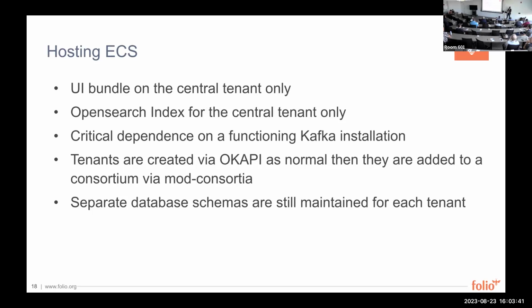Searching is only available there. The OpenSearch index is for the central tenant only. It would be a bigger index generally, but only one is going to be available. And then there's a critical dependence on the Kafka installation. A lot of the synchronization that is happening in the background is handled by Kafka. A Kafka installation with a single broker is probably not going to cut it for a production instance. It would need to be reasonably highly available for the load that is needed.